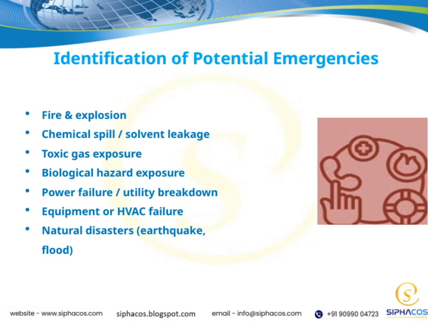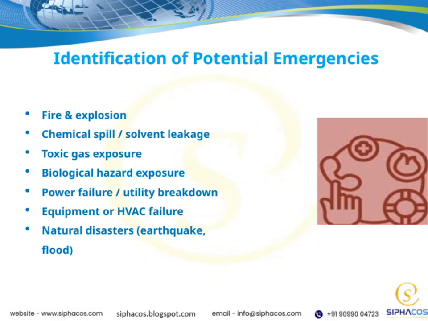Exposure to toxic gases is another danger, especially in areas where chemicals are handled or stored improperly. Biological hazards, such as pathogen exposure, can also occur, particularly in healthcare or research settings. Power failures or utility breakdowns can disrupt operations and compromise safety systems, making it vital to have backup plans in place. Equipment or HVAC failures can affect not only comfort but also safety, especially when maintaining sterile environments or climate control. Then there are natural disasters like earthquakes and floods, which can strike unexpectedly and cause widespread damage.